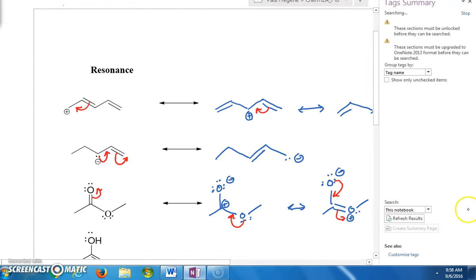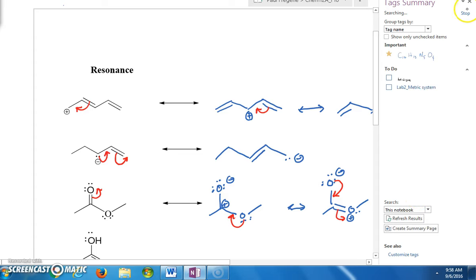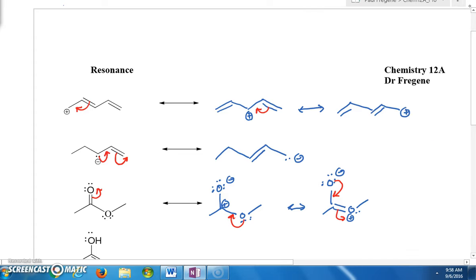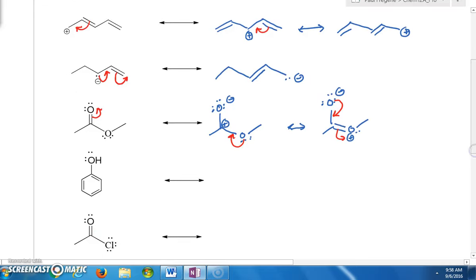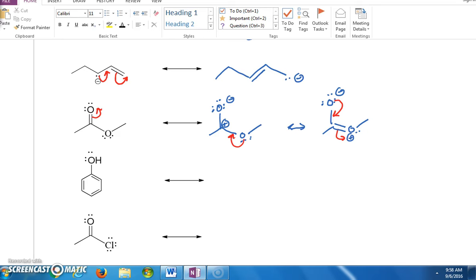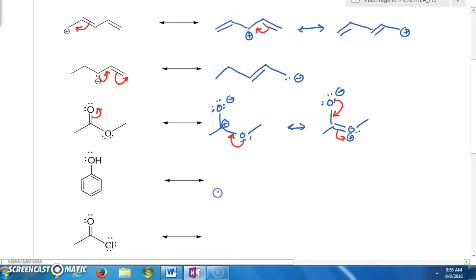Now, the next pattern. The next pattern is we have an allylic lone pair. So we can delocalize all this. I'm going to have to change my pen back to blue. So we delocalize, put the oxygen. The oxygen now has a positive formal charge because it has a double bond. And this will be negative, like that.